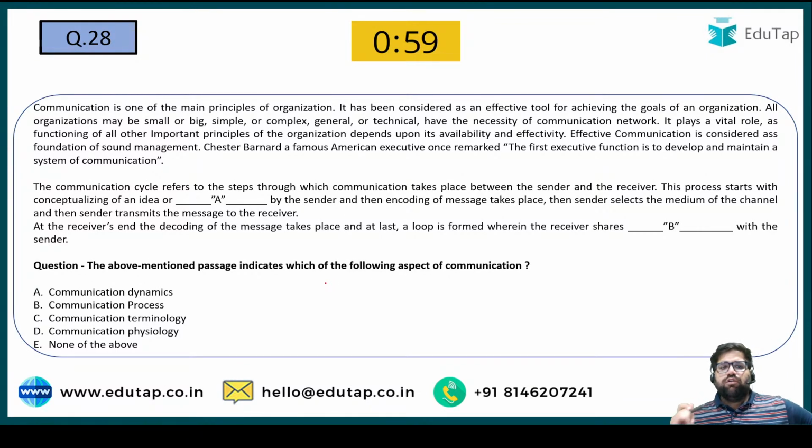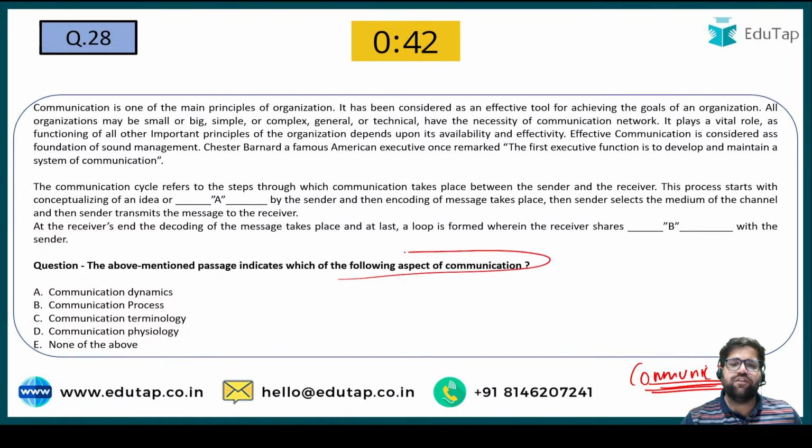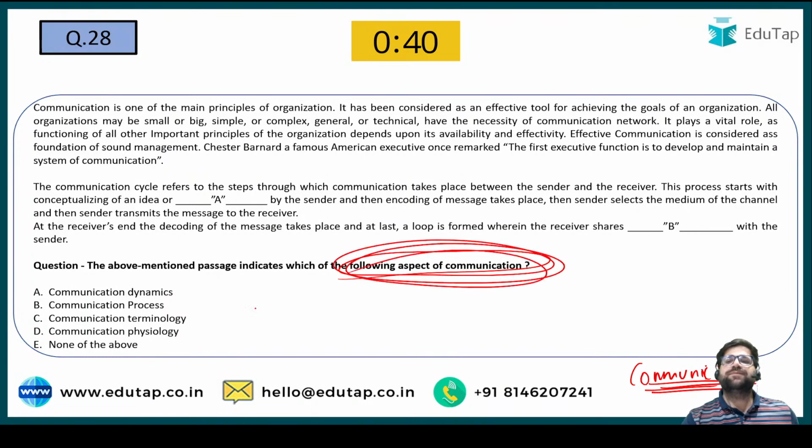Question number 28, which was based on communication. Again, a very easy question. Herein you have to first understand the whole paragraph and then mark your answers. In the above mentioned passage, indicate which of the following is an exception. There are certain aspects of communication, like communication process, communication dynamics, overall terminologies, different types of communication, and so on and so forth. So here, my friend, the correct answer will be option B.